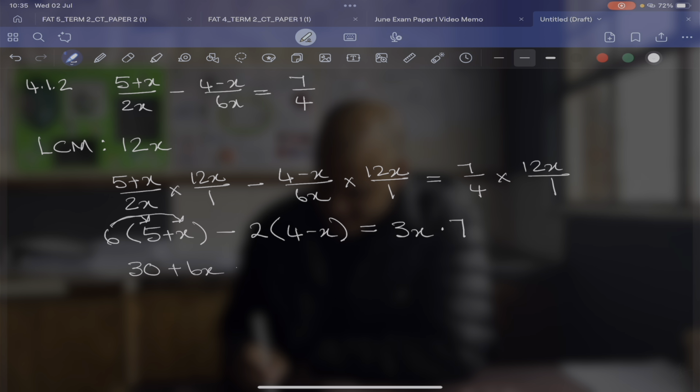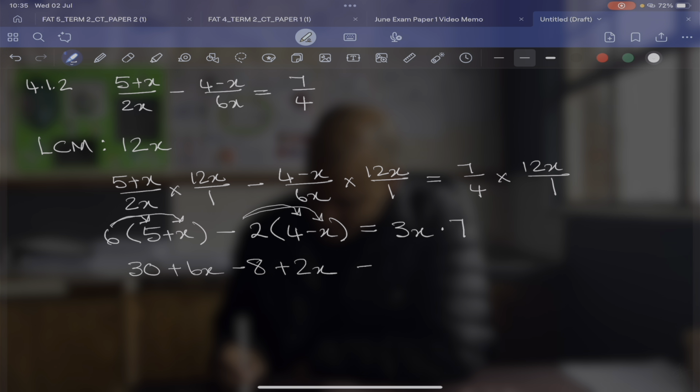So this will then be negative 8, which is the negative 2 being multiplied into the bracket, and that would be negative 2 multiplied by negative x to give us positive 2x, and that's equal to, this is 3x times 7, which is just 21x.